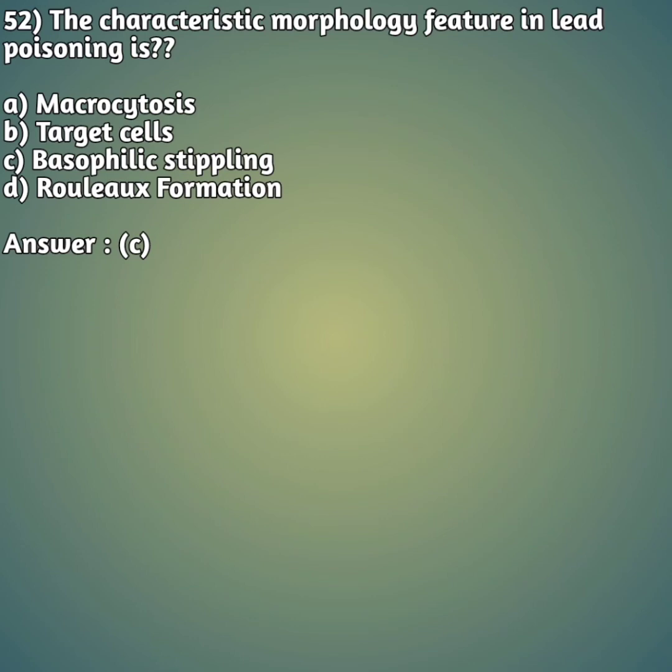The characteristic morphology feature in lead poisoning is: option A, macrocytosis. Option B, target cells. Option C, basophilic stippling. And option D, Rouleaux formation. So the right answer is basophilic stippling. Moving on to our 53rd question.